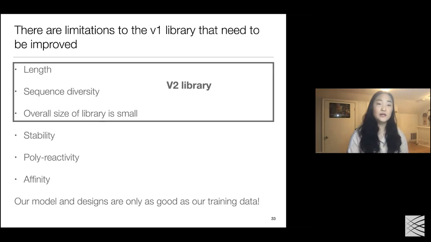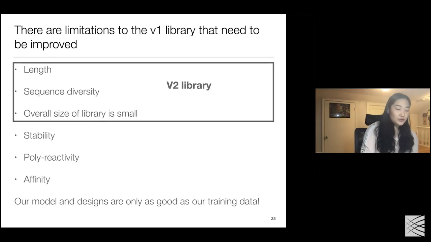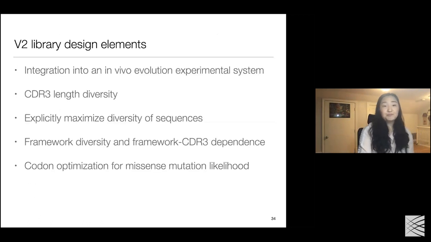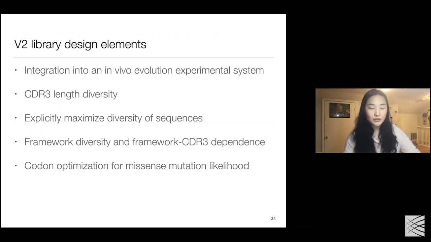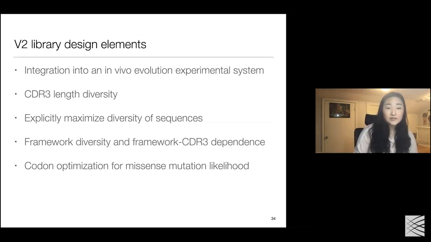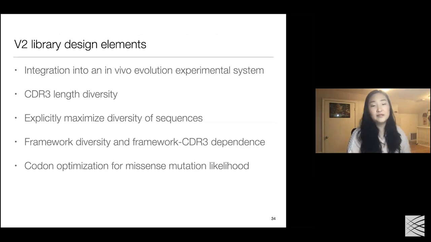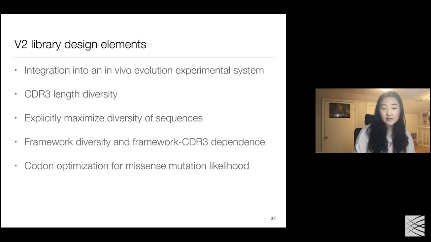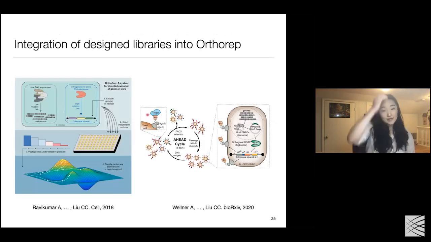So for the first step to improve this V1 design, we went ahead and tried to improve the first few points as follows. We have worked with a lab down at UC Irvine, Chang Liu's lab, to integrate our library into an in vivo evolution experimental system. And we have increased CDR3 length diversity. In addition, we've explicitly maximized the diversity of sequences. We've included framework diversity and framework CDR3 dependence, and we optimized the codons for missense mutation likelihood. What I mean is here.